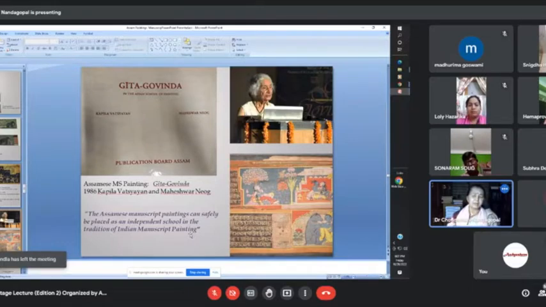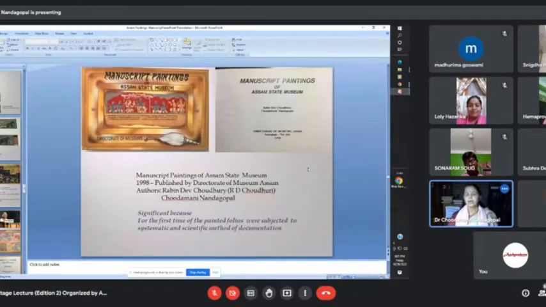When I returned, Dr. Chaudhary came to Bangalore for some work. Then he said, you come to Guwahati and train my staff to document the paintings. And we have to be answerable to Dr. Kapila Vatsyayan. So then we started working on the collections of the Assam Museum, that is, the Guwahati Museum.